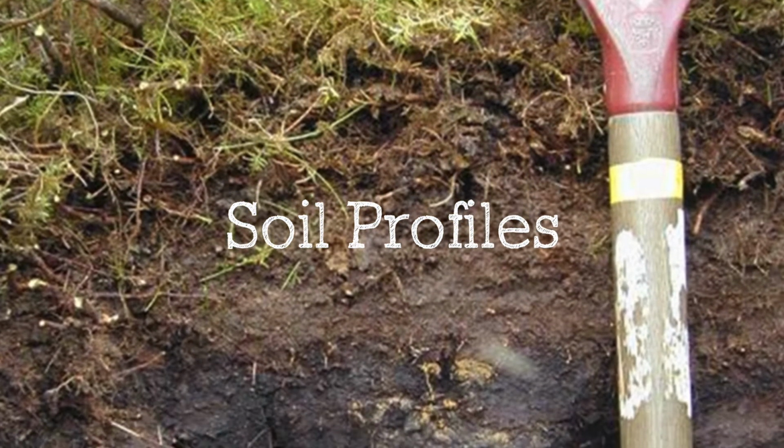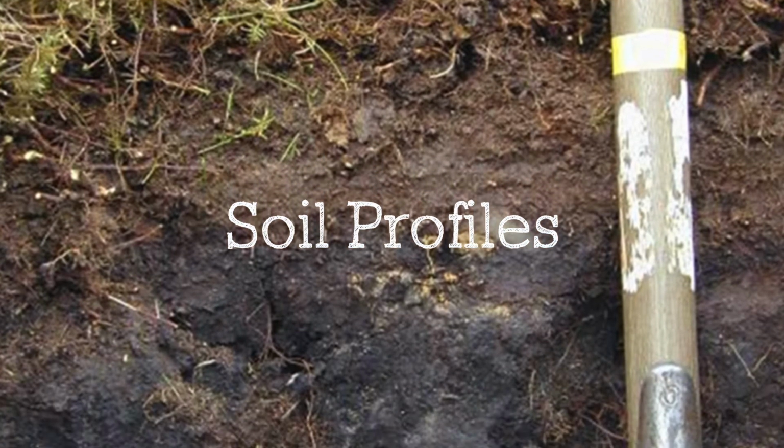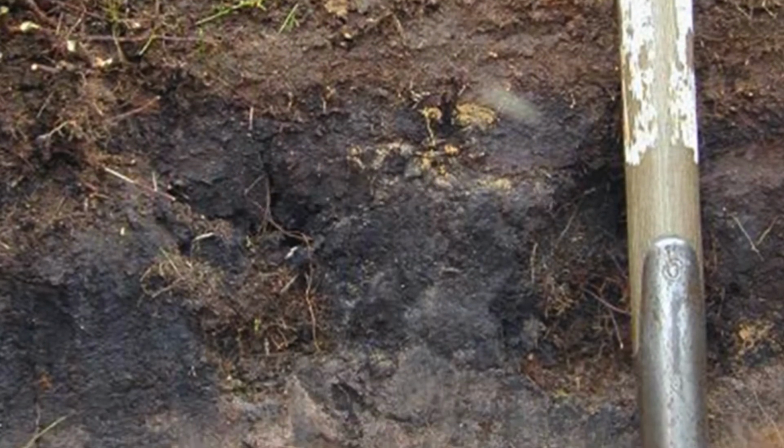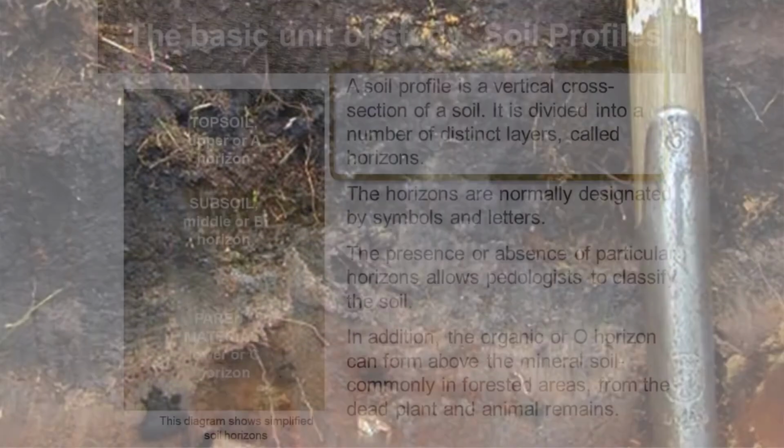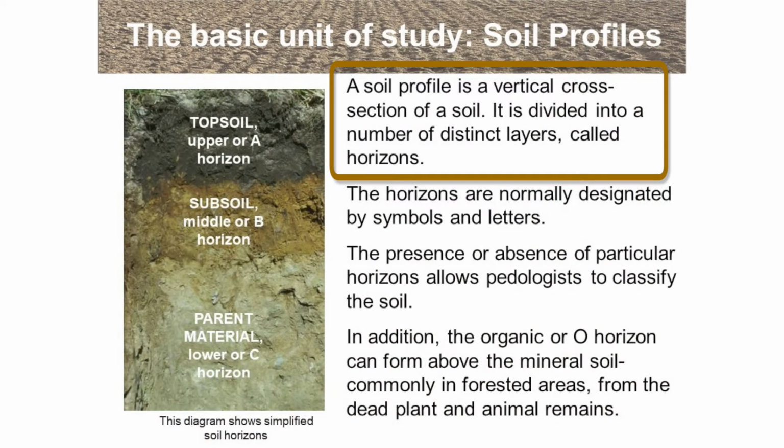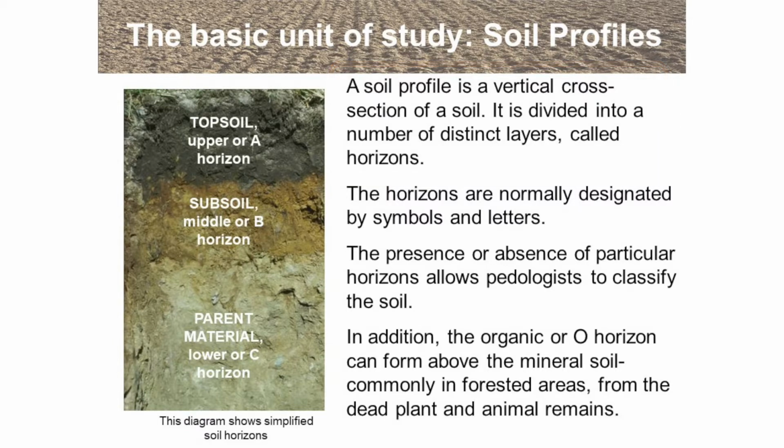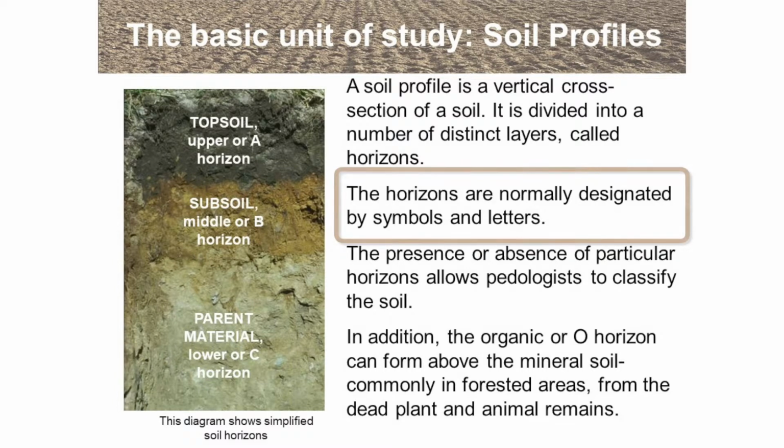When considering a soil, we think about the soil profile, which is the basic unit of study. A soil profile is a vertical cross-section of a soil. It is divided into a number of distinct horizontal layers, referred to as horizons. Horizons are the layers in the soil, often distinguished on the basis of differences in colour, hardness, or structure. The horizons are normally designated by symbols and letters, as in this picture of a soil profile.